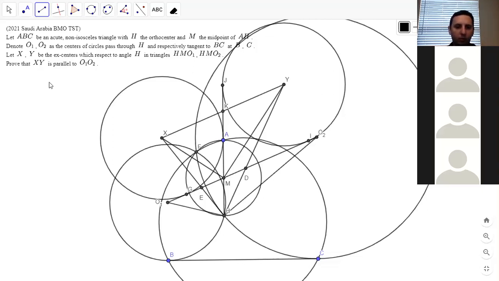So I think O1 and O2. So once we do that, I think we probably could show eventually that AEBH is a parallelogram. But then how do you show that A, E, and B are collinear? Maybe we don't need that. Oh, maybe we don't need that A, E, and B are collinear? Yeah, maybe we don't need it.